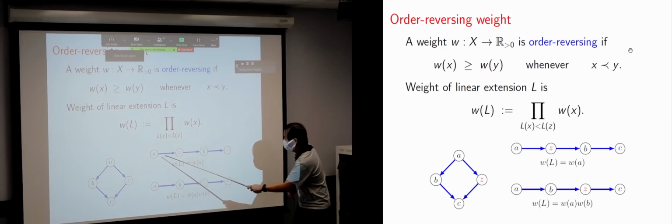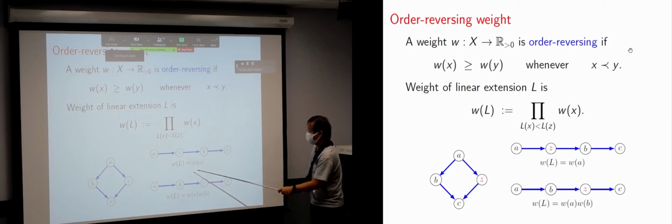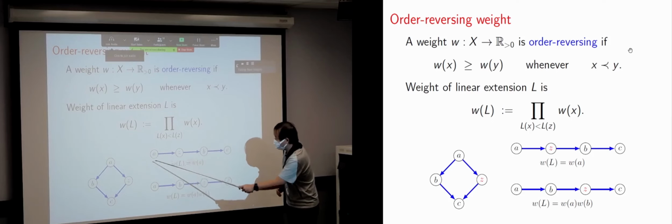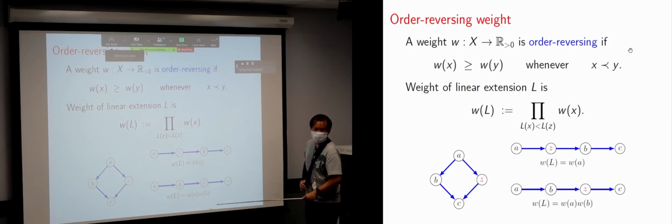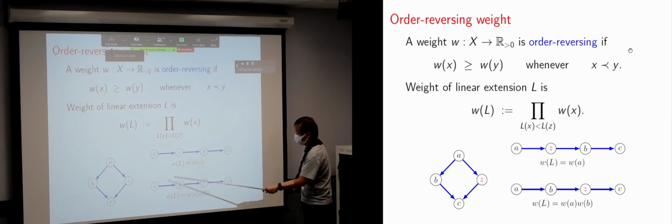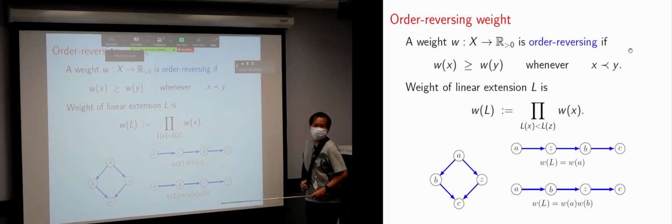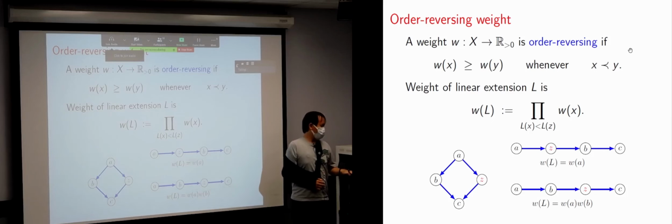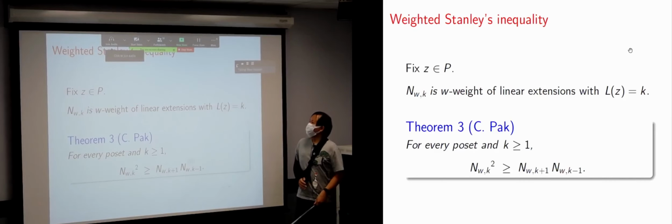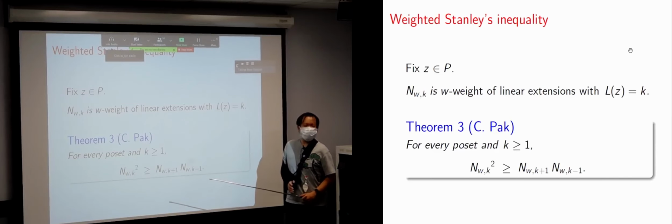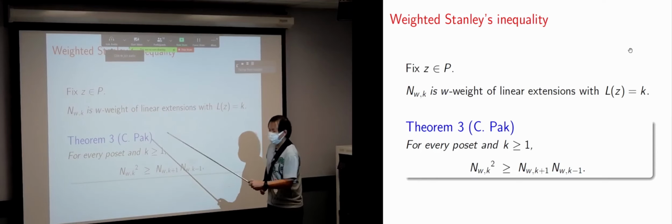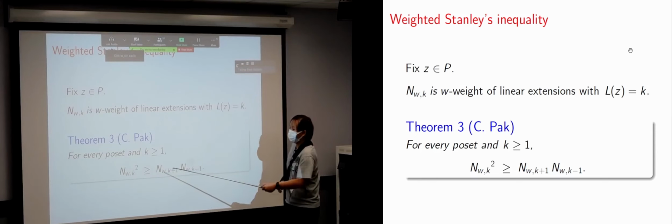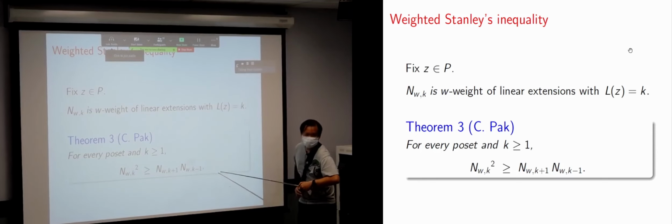For example, in this linear extension AZBC, the weight is equal to the weight of A, because A is the only element that is less than z. While for the second one, the weight is the product of A and B, because A and B are both smaller than z. Then my claim is that counting this thing uniformly is not the only way. We can count it by this weight W instead. And it turns out that if you fix the weight W and let k go from 1 to n, again you get a log-concave inequality.